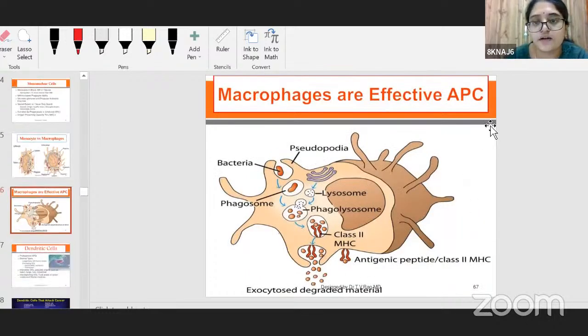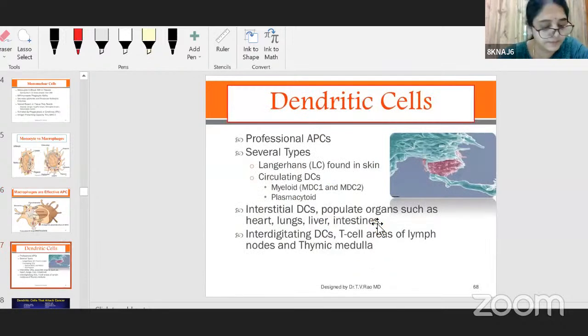So they are effective antigen presenting cells. With the help of class II MHC molecules, they help in presenting the antigen. This is the bacteria, taken in through the phagosome, and through the lysosome it comes. And this is the exocytosis. Then you have MHC class II molecules. So this antigenic peptide is being presented over here, and this is the exocytosed degraded material. So this is about the monocytes.